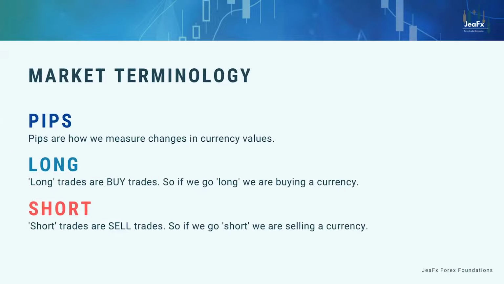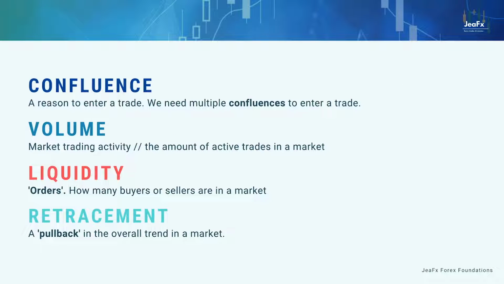So the market terminology that we need to know before we get into the course is going to be pips, which we've now spoken about. That's how we measure changes in currency values. Long and short, which refers to buy trades and sell trades. Confluences, which refers to a reason to enter a trade. Okay, so for example, we need multiple confluences to enter a trade.